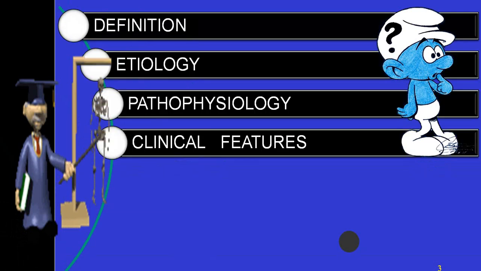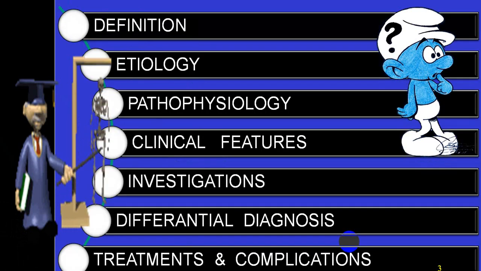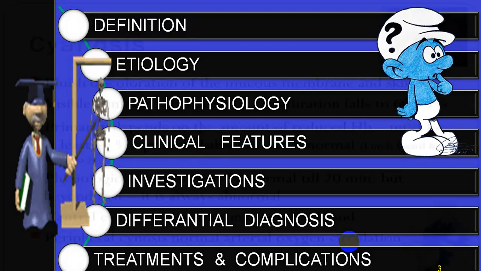We'll be discussing under all these common headings as usual: definition, etiology, pathophysiology, clinical features, investigations, differential diagnosis, and treatment and complication. Actually, complication is mainly because of the basic etiology rather than cyanosis itself.